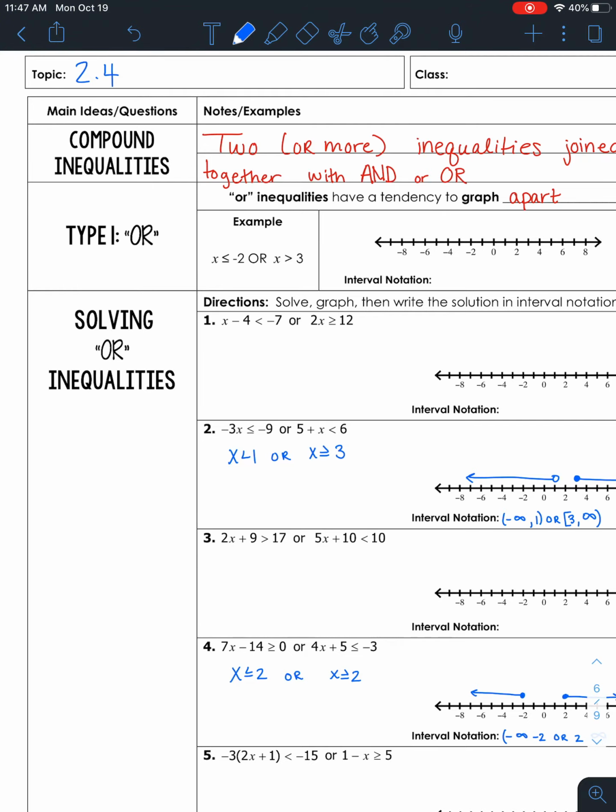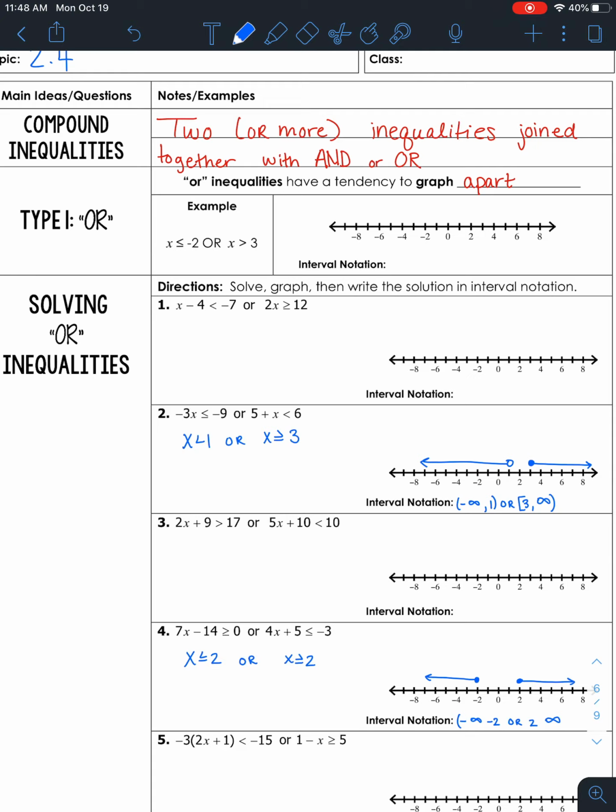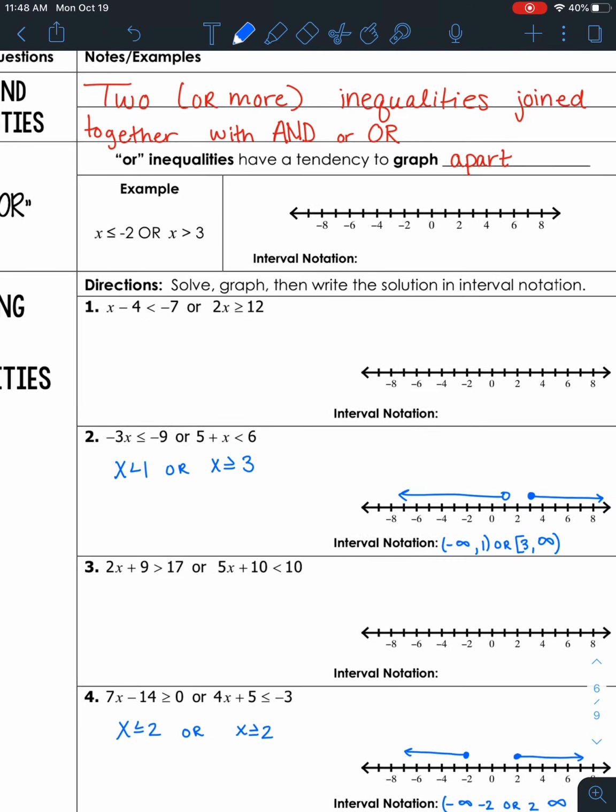This is what we call compound inequalities. So what are compound inequalities, you say? Compound inequalities are when we have two or more inequalities joined together with the words "and" or "or." So let's talk about what the words "and" and "or" mean. Okay, so let's look at our first example here with ors.